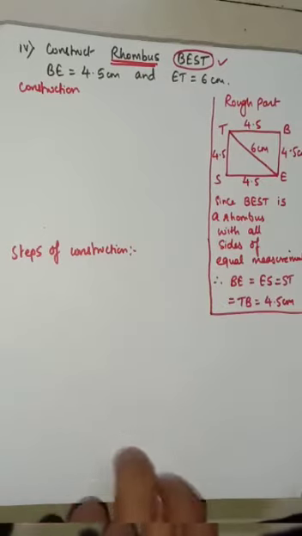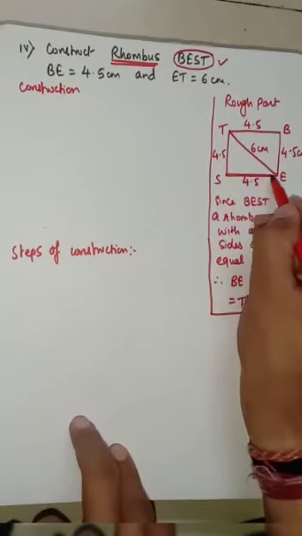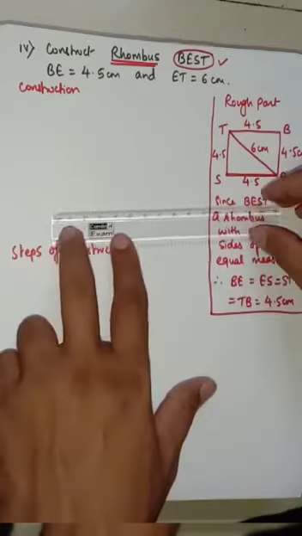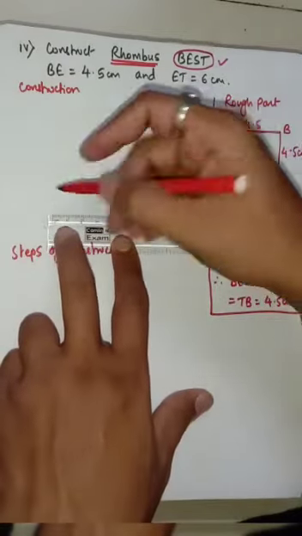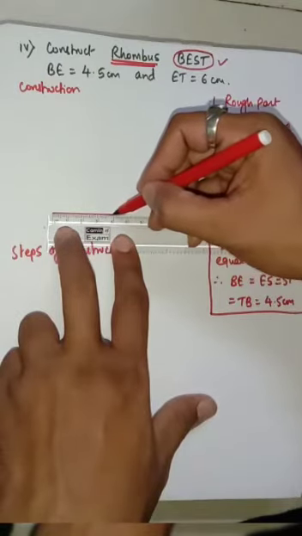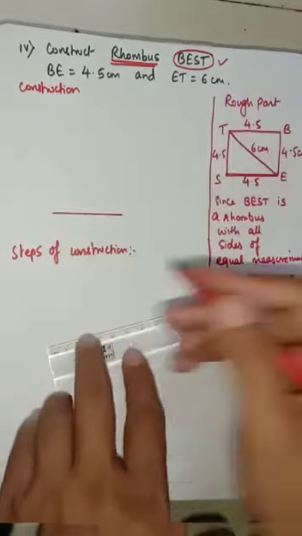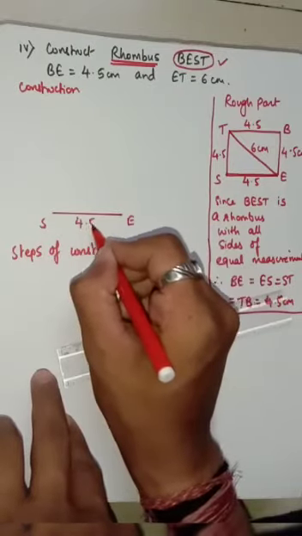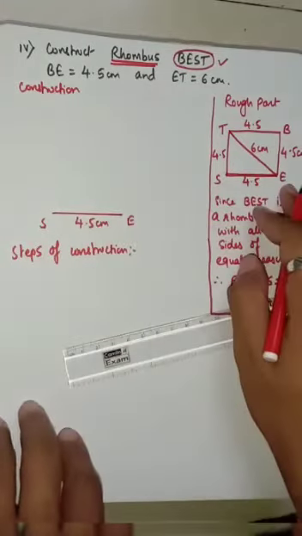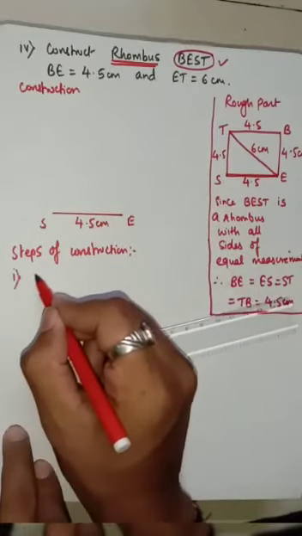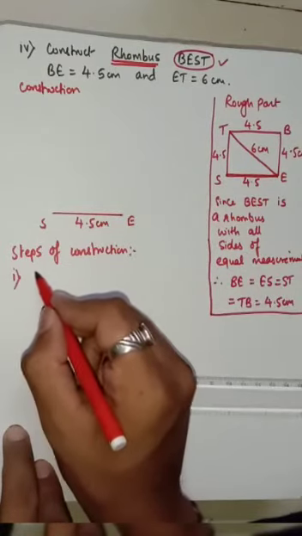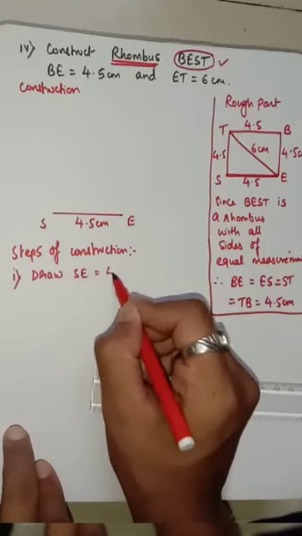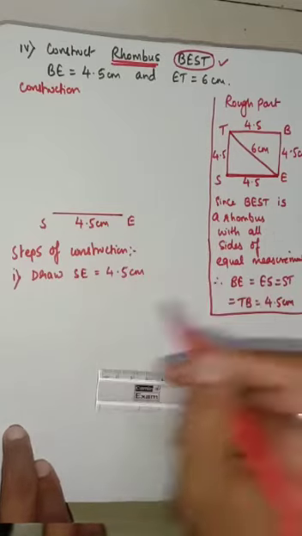First we will draw this base SE of 4.5 centimeter, a line of 4.5 centimeter. So SE is 4.5 centimeter. The first step is to draw SE equal to 4.5 centimeter.